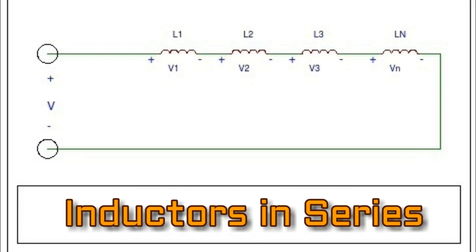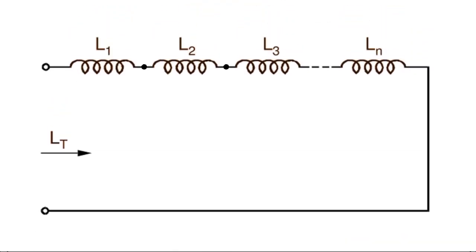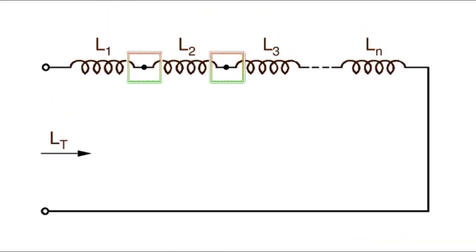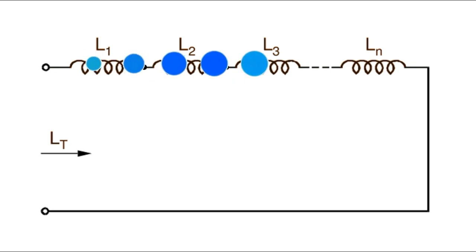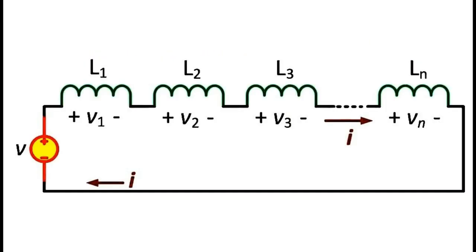Inductors in series. The inductor in series refers to the network of inductors connected end to end so that there is only one path for the flow of electric current. The current flowing in each inductor remains the same, but the voltage drop in each inductor is different.